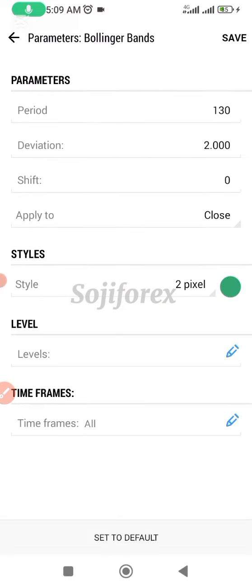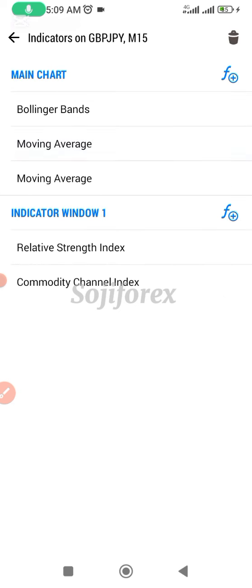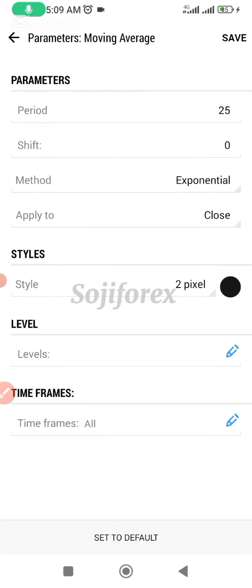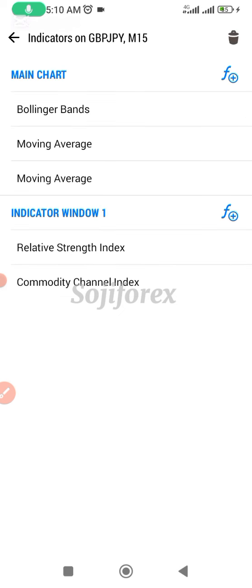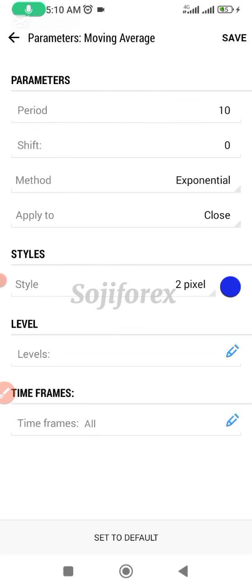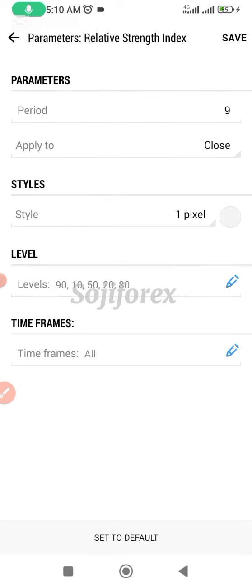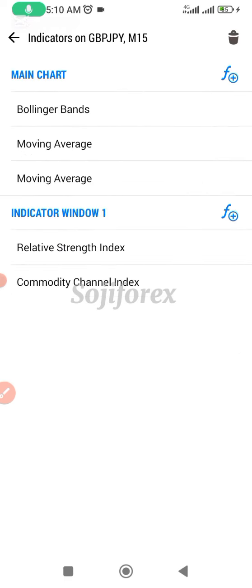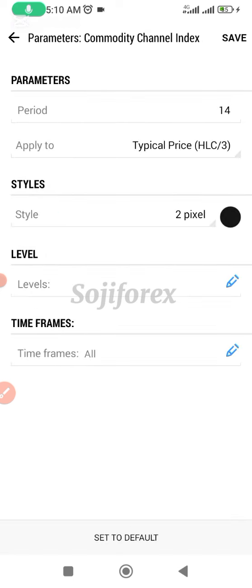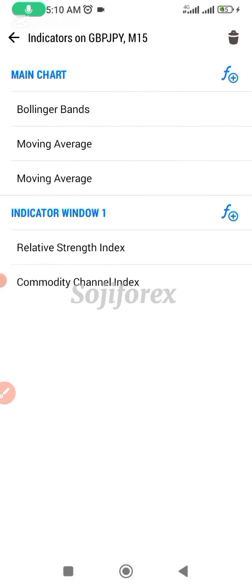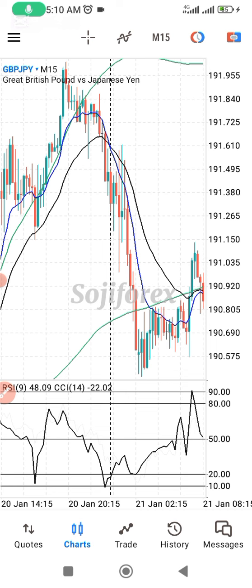Our setting remains the same. This is for the Bollinger Band. This is the first moving average, 25 exponential. The second moving average, 10 exponential. My relative strength index and commodity channel index. So these are the setup, set it up, backtest, practice on your demo before you go live.